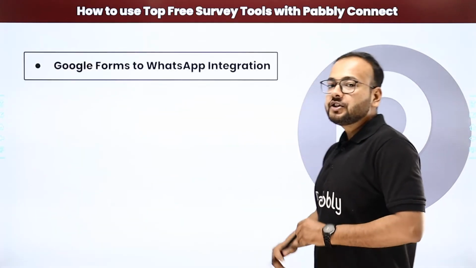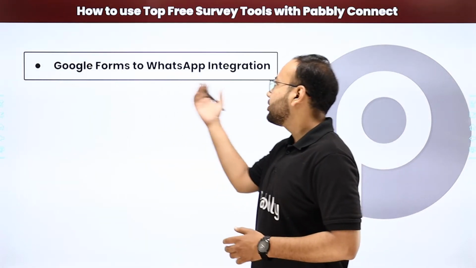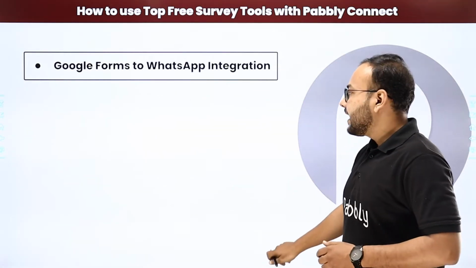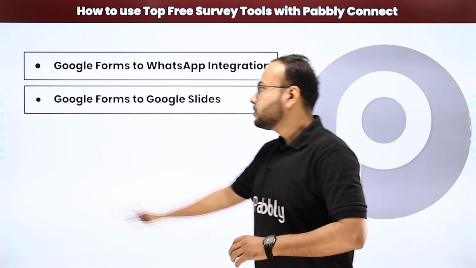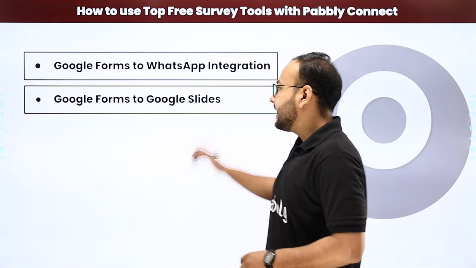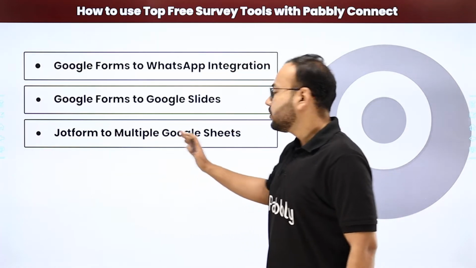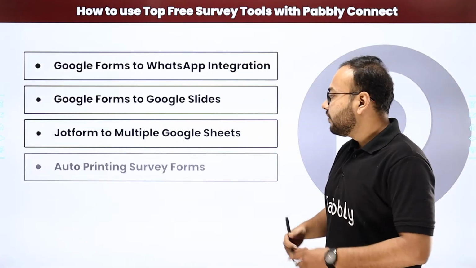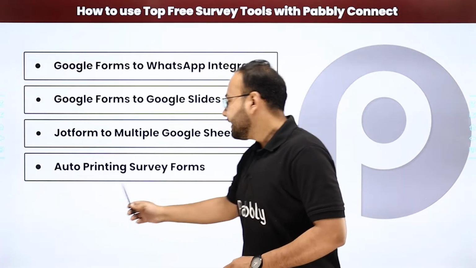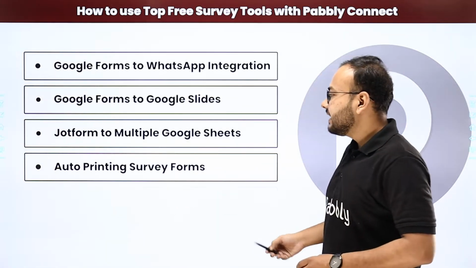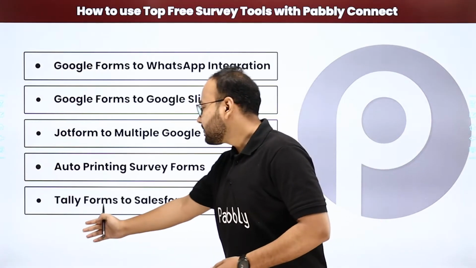So the first automation we have is Google Forms to WhatsApp integration. And the second automation we have is Google Forms to Google Slides. And the third automation we have is Jotform to multiple Google Sheets. And the fourth one is auto printing survey forms automation. And the last we have is Telegram forms to Salesforce.